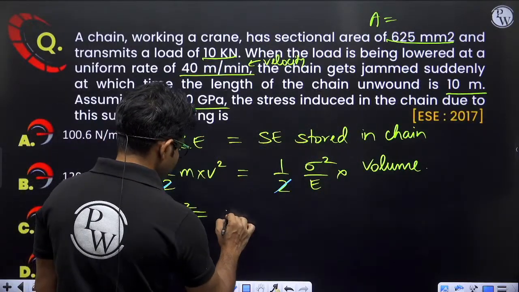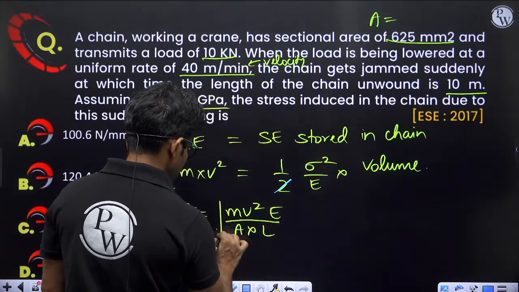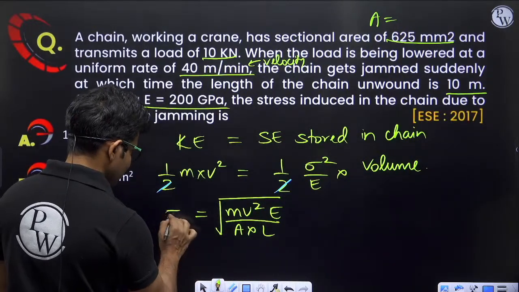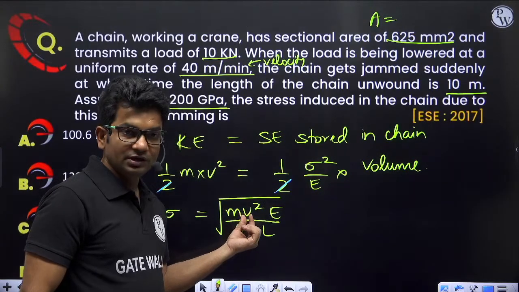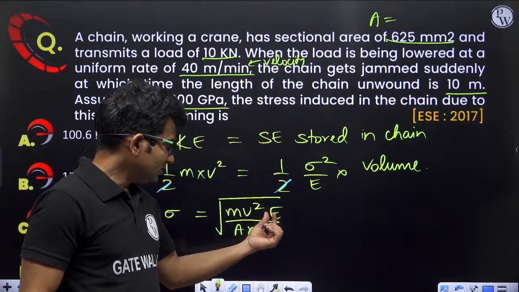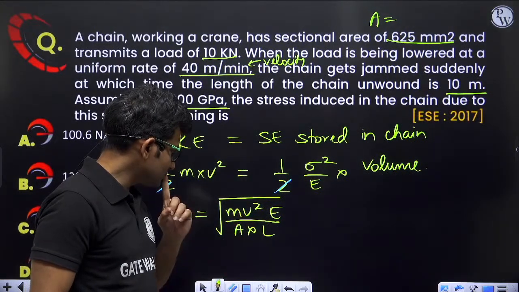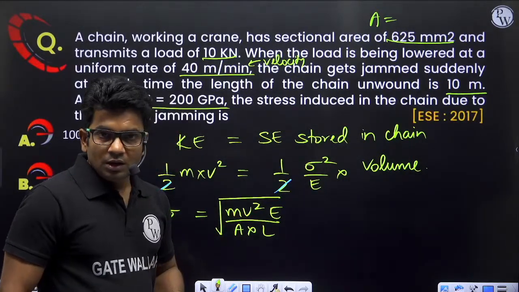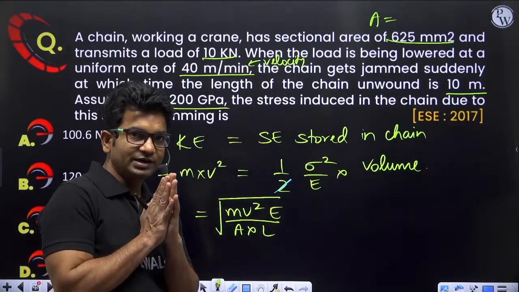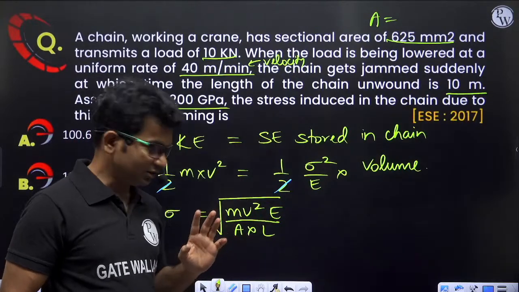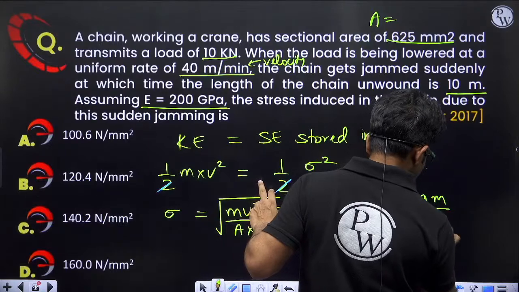Sigma square is equal to m v square into E by volume. Volume means area into length, under root. This will be sigma. Now sigma should come in Newton per mm square. Mass will be in kg, velocity in meter per second, E is Newton per mm square. When both the Newtons get multiplied, we get Newton square, and under root of that we get Newton. Then only stress will come in Newton. So 1 kg meter per second square is equal to 1 Newton.